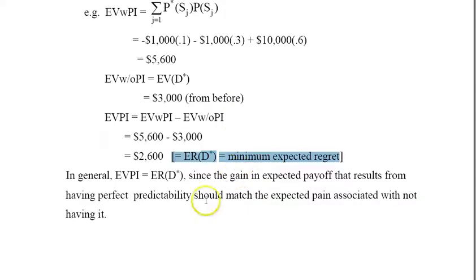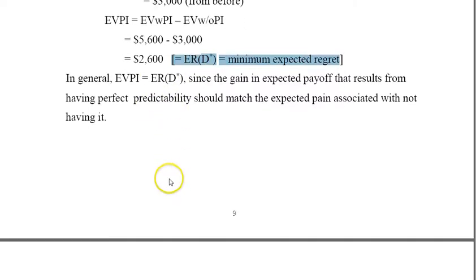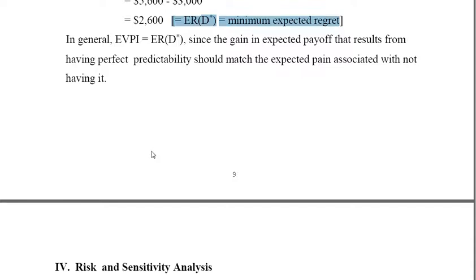And is it surprising, really? So if we think about it, we realize that really it shouldn't be that surprising, since the gain in expected payoff from having perfect predictability should match the pain associated with not having that perfect information. So the two quantities turn out to be the same.